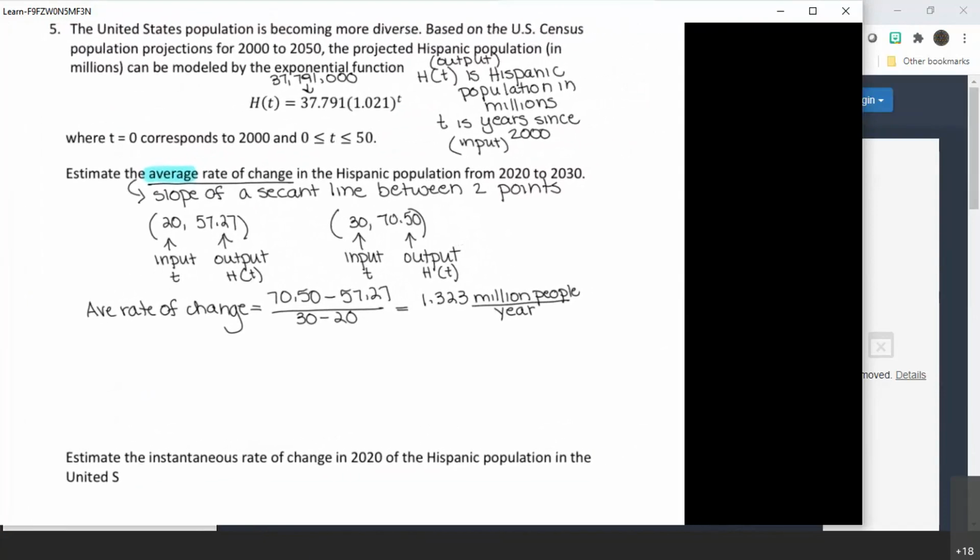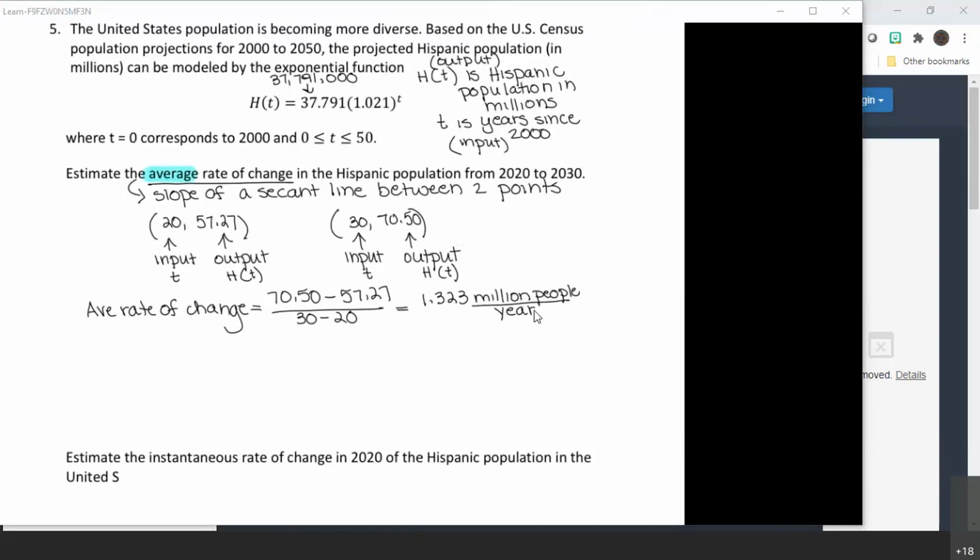It's saying on average, between 2020 and 2030, the Hispanic population in the United States is projected to increase, because it's positive, by about 1,323,000 people per year. Okay, 1.323 million people per year. Everybody see how it was done? Questions on how it was done?